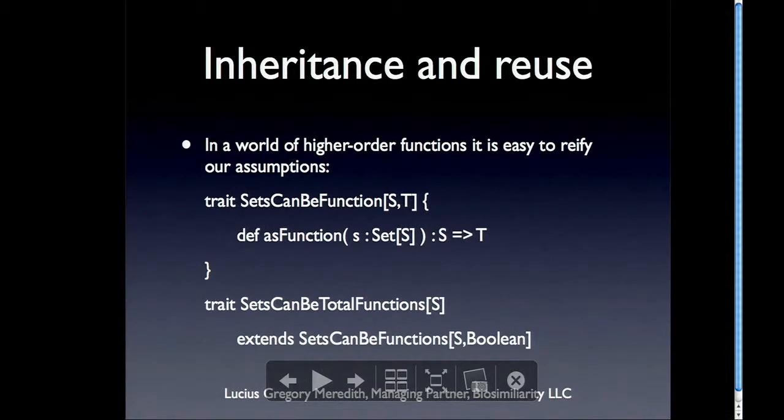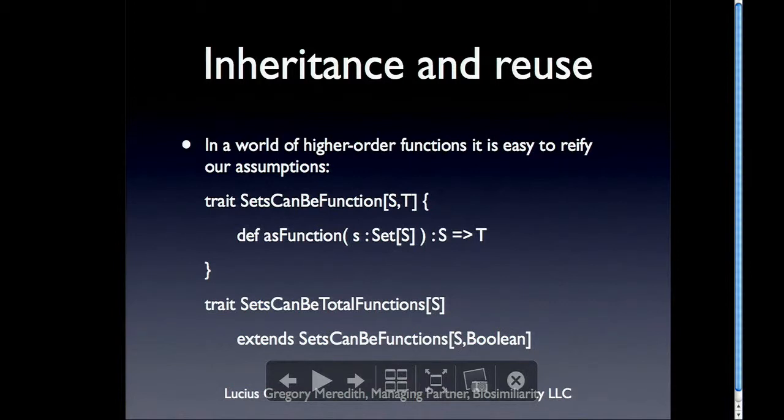Now, another way to go about this would be to say that in the world of higher order functions, where I can pass functions around and return functions, it's easy to reify our assumptions. So I can make a trait, sets can be functions, which is parametric in a source and a target type. And it has one method inside it, and that method is as function, and it takes a set and returns a function from S to the target type. Now notice that my target type isn't necessarily bool.